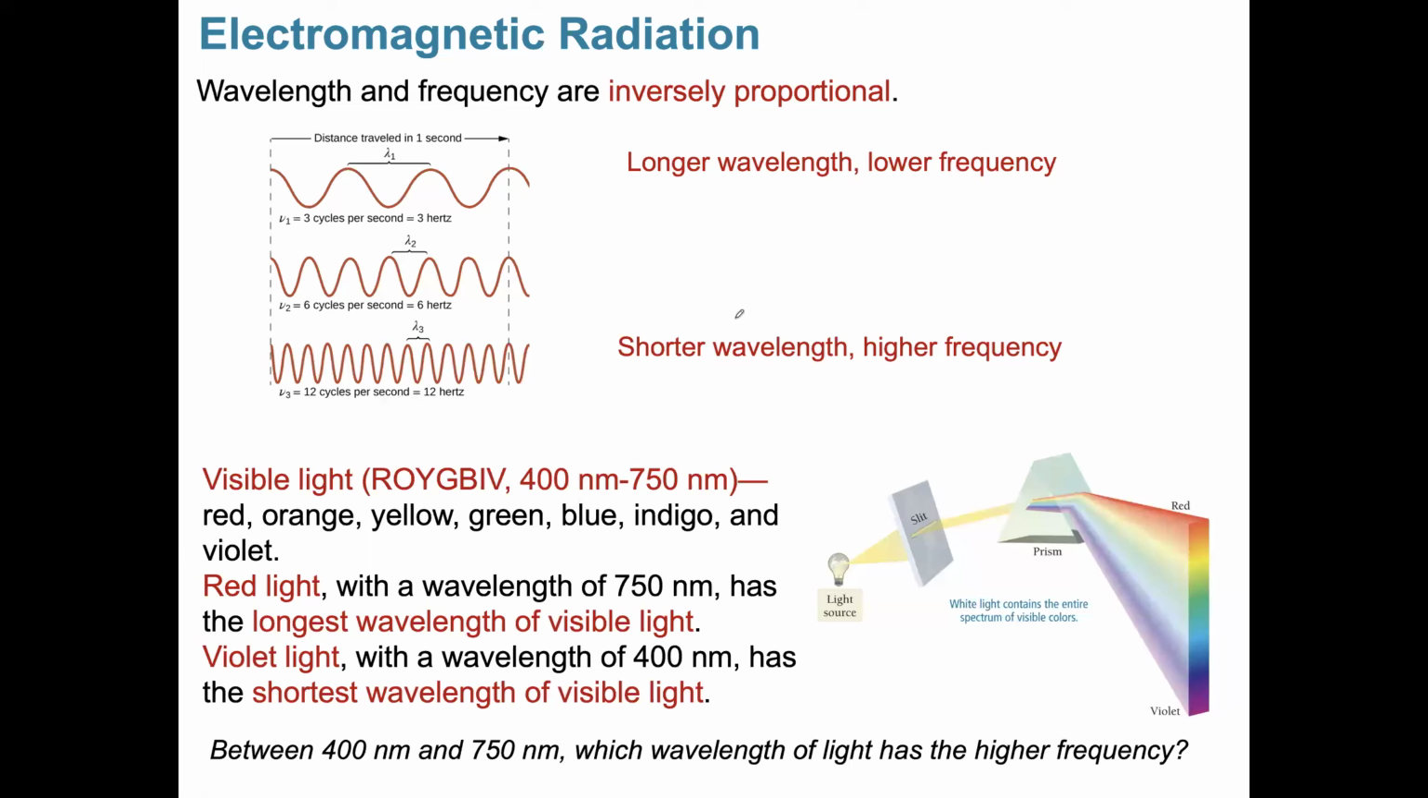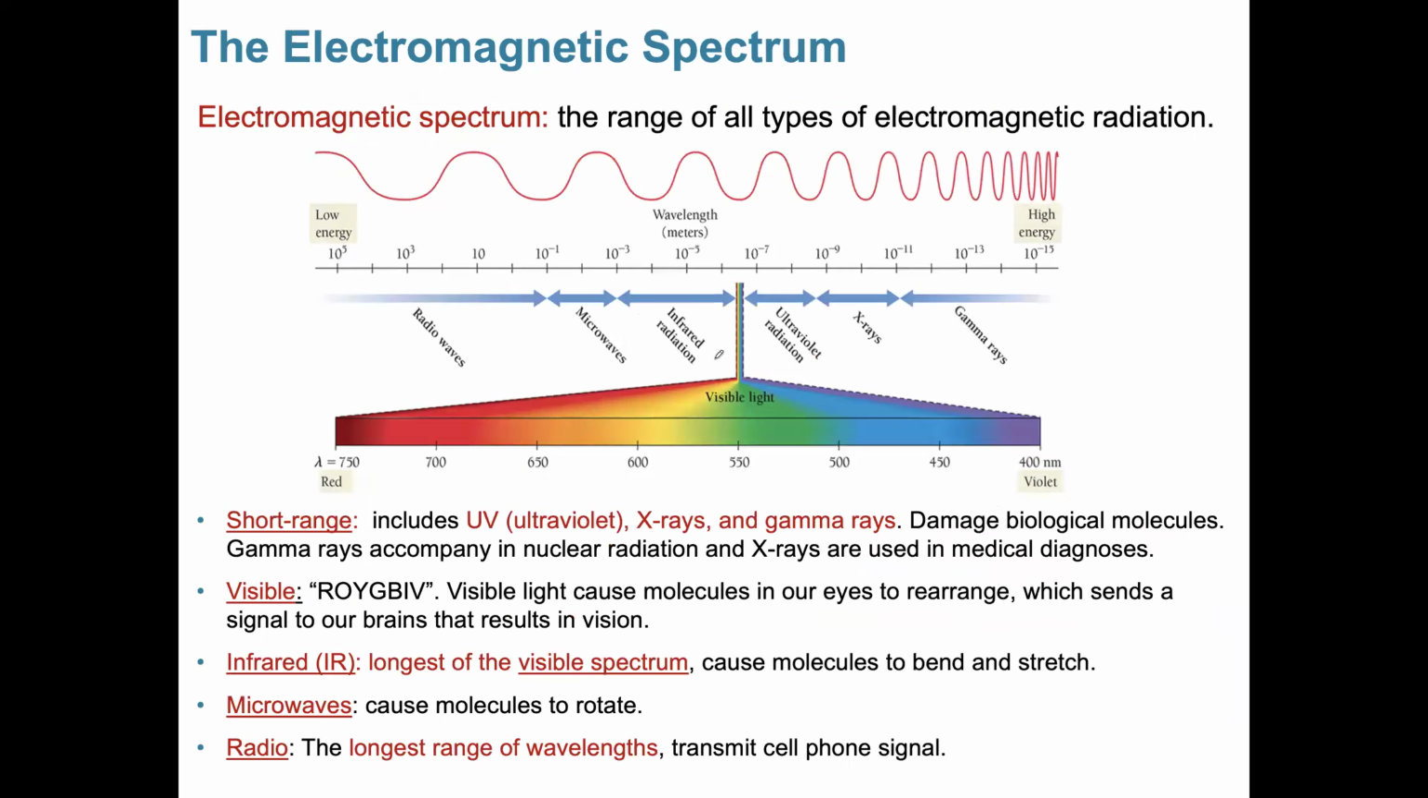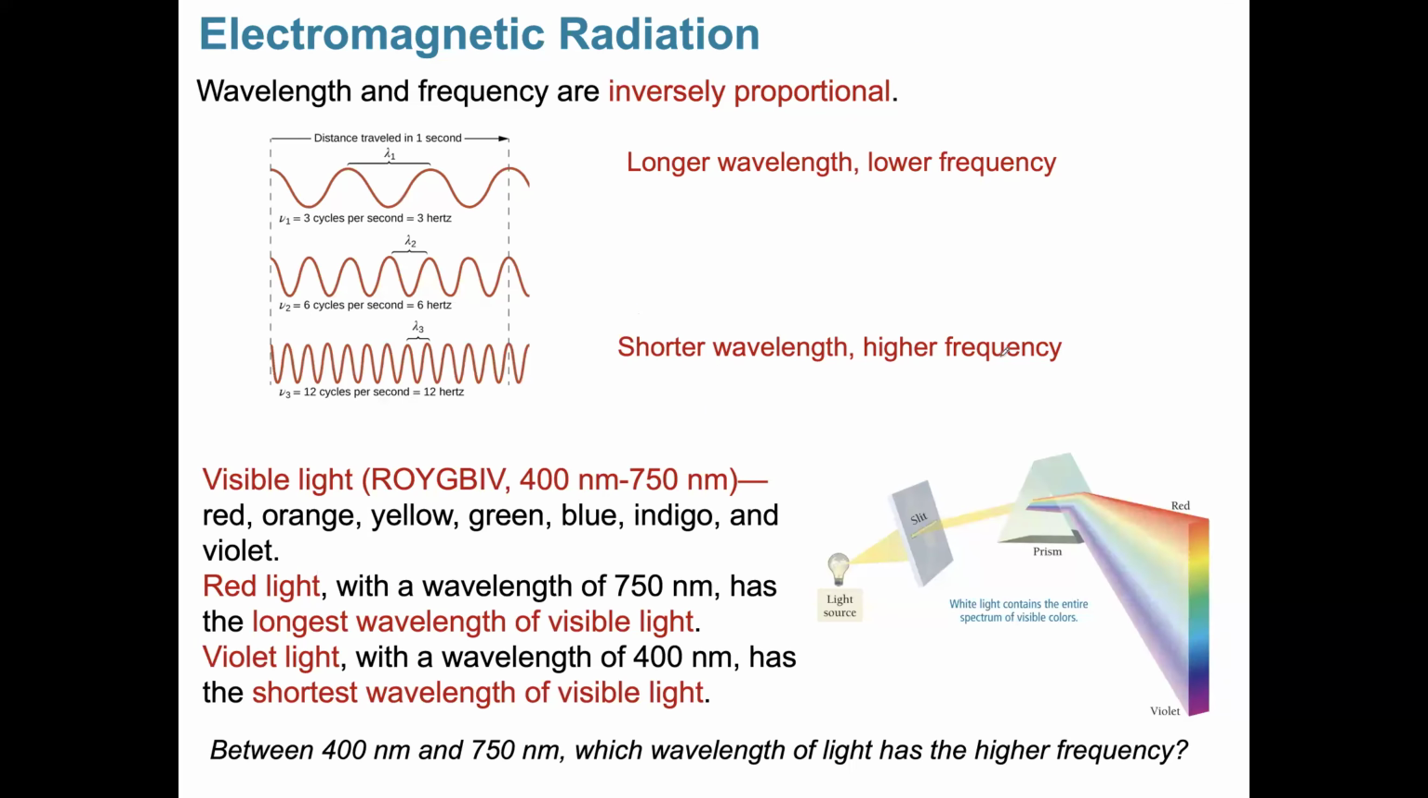So wavelength and frequency are inversely proportional. If you imagine a wave coming towards you, the longer the wavelength, the slower the wave goes, it has lower frequency, and the wave has less energy. If the wave has a shorter wavelength, it has higher frequency, and then the energy associated with the wave is much higher. So depending on the wavelength, we can categorize electromagnetic radiation into different categories.